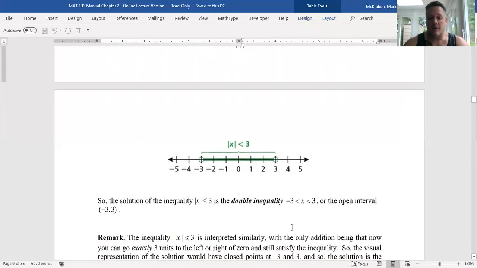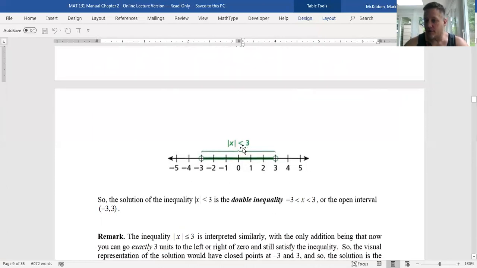All right, if I happen to have included the 3 here, so if this were absolute value of x less than or equal to 3, then the only difference would be I would have shaded these guys in, right? So I would have included 3 and -3 here, which means I would have had an equal sign on each of these guys. And so the result wouldn't have been an open interval, it would have been a closed interval, right? That's the only difference.